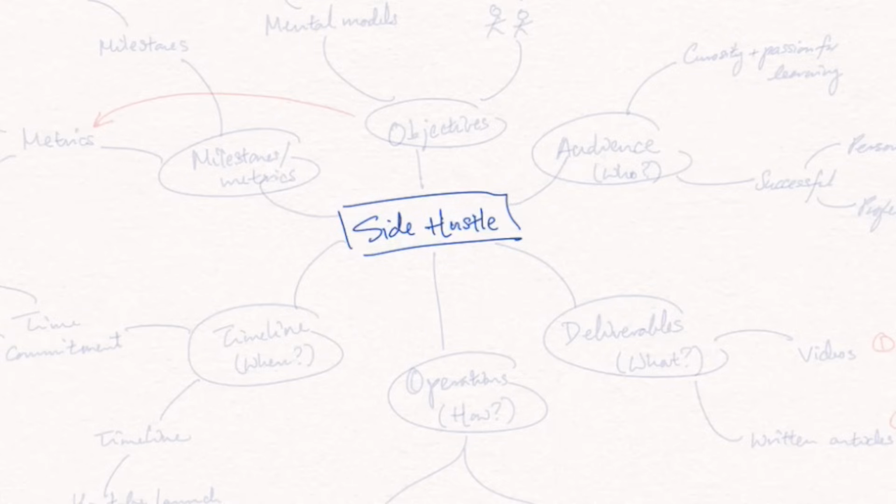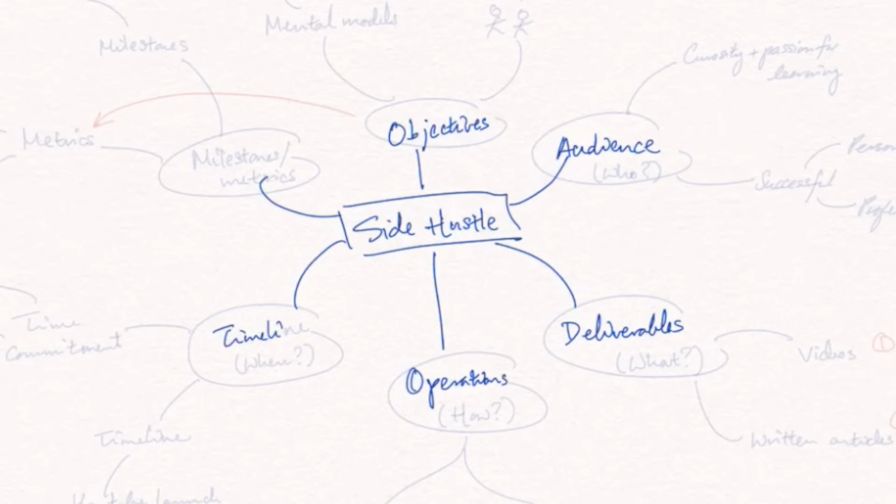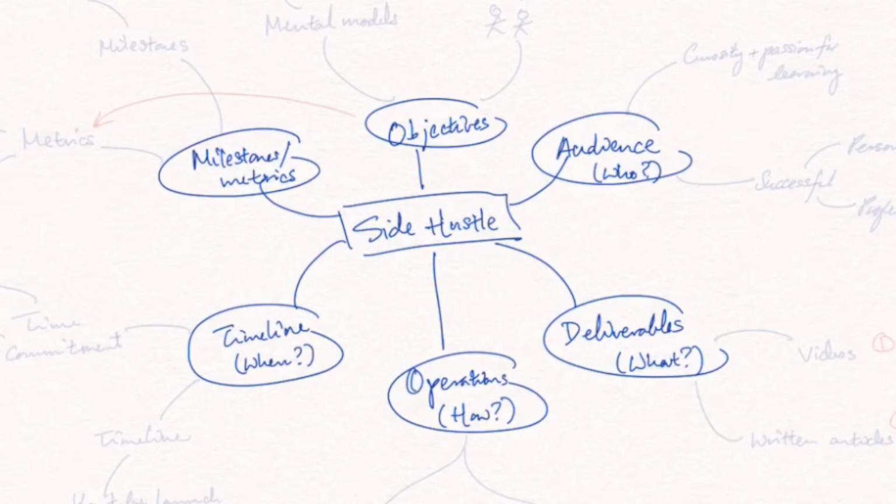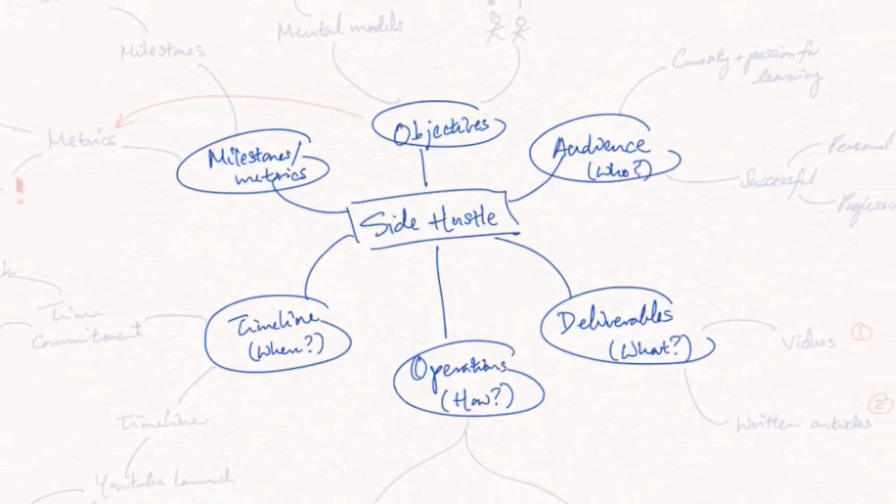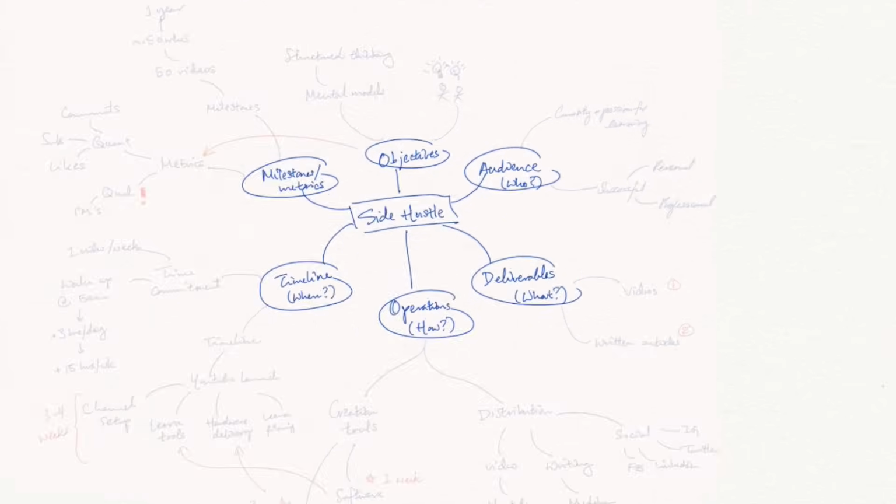For project planning, I always start with the objectives or the why. Then I'll go through the other main subtopics like target audience, the who, deliverables, the what, operations, the how, timeline, the when, and finally, milestones and metrics. These are the main nodes or subtopics of my map, and we can already see some structure forming just from this high-level breakdown. The next step is to expand on each of these nodes.